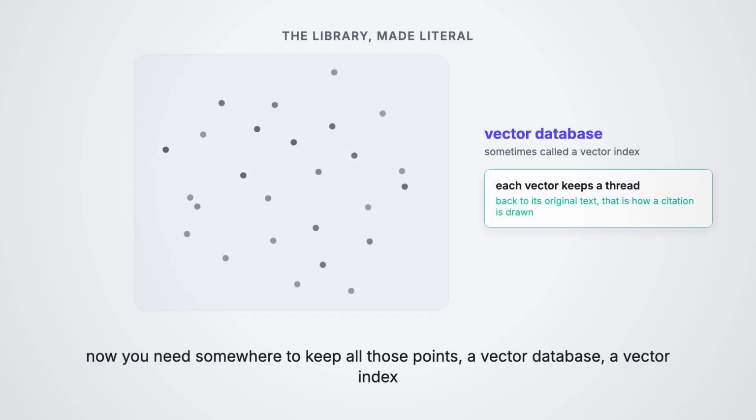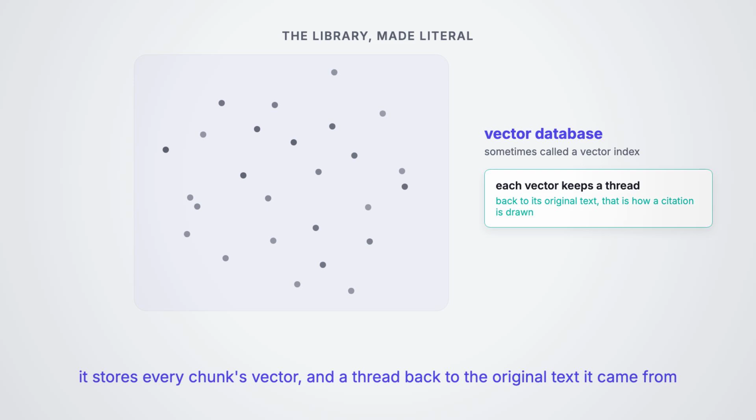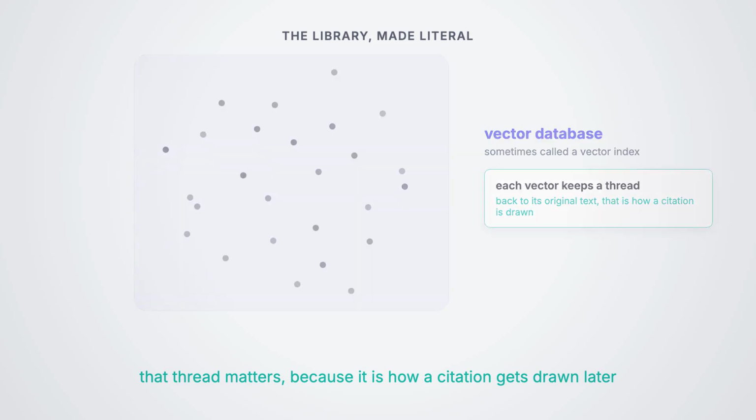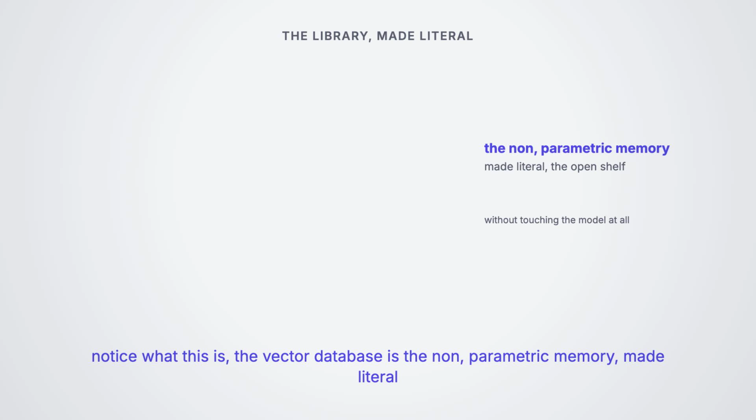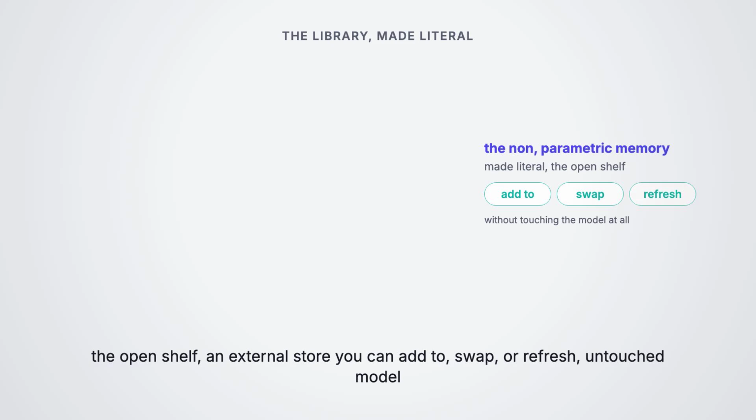Now you need somewhere to keep all those points ready to search. That place is a vector database, sometimes called a vector index. It stores every chunk's vector, and alongside each one it keeps a thread back to the original text the chunk came from. That thread matters because it is how a citation gets drawn later. Notice what this is. The vector database is the non-parametric memory from earlier made literal, the open shelf. An external store you can add to, swap, or refresh without touching the model at all.